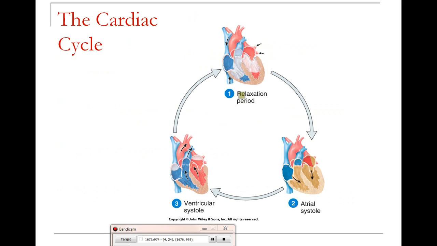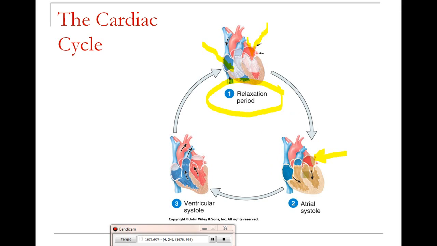Here's the cardiac cycle. Here's relaxation. If you look, you can see when it's relaxed, the blood's entering the atria, so they're filling up, and the blood is slowly, by gravity, going into the ventricles. Then everything gets the signal to contract. When the atria contract and go through systole, the blood leaves the atria and enters the ventricles, so those fill up. Those valves are open, but the semilunars are closed.